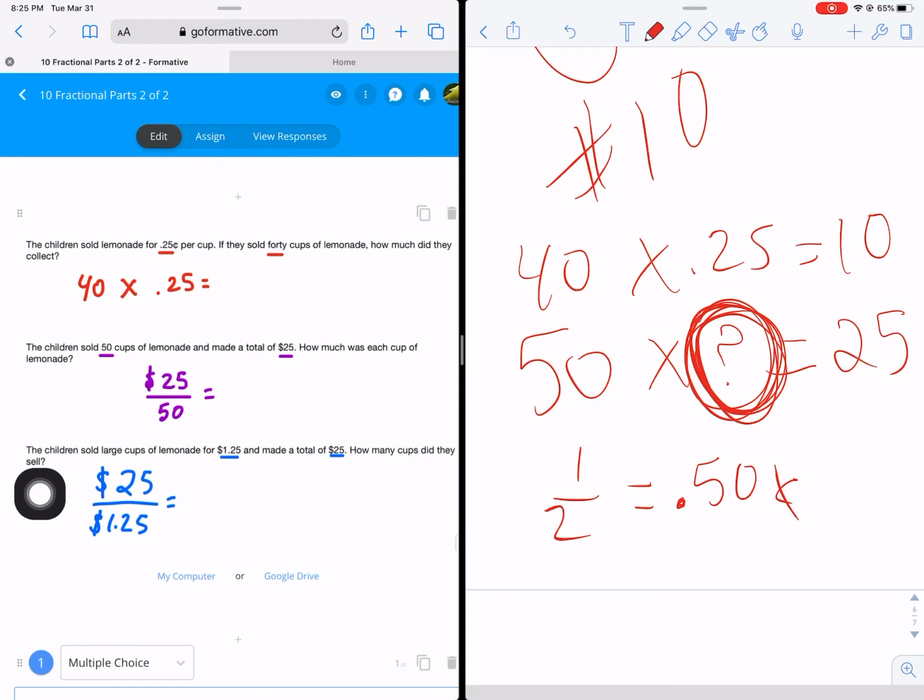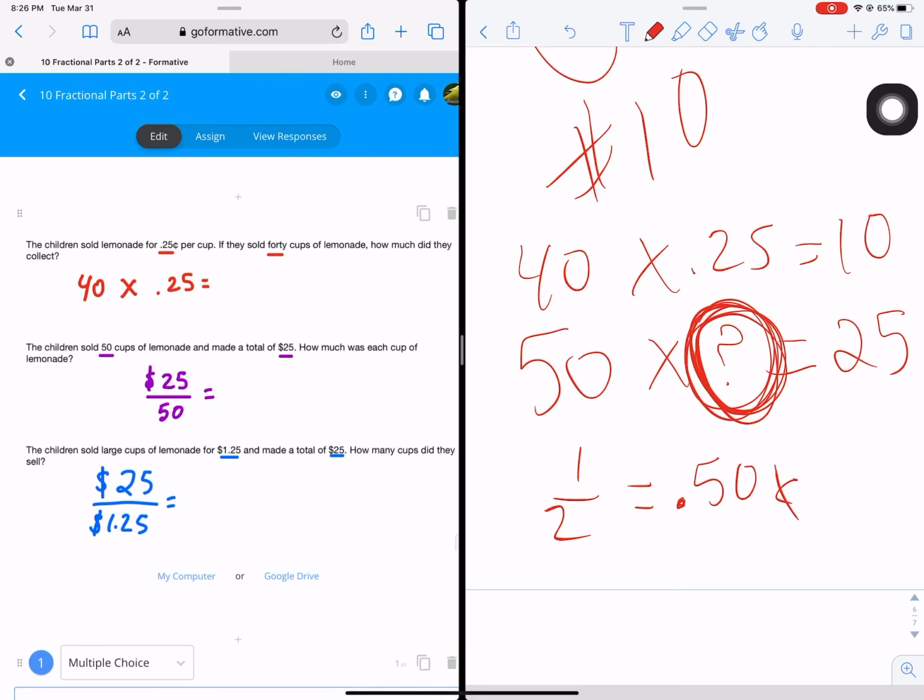Over here, the children sold large cups of lemonade for $1.25 and made a total of $25. How many cups did they sell? It's the same problem. So here's what you need to do. You need to figure out what piece of data is missing. Did they give me the cups? Did they tell me how much each cup was? Did they give me the total? What did they give me? And put it in that same format each time: cups, money, and then total. That's what I would do.